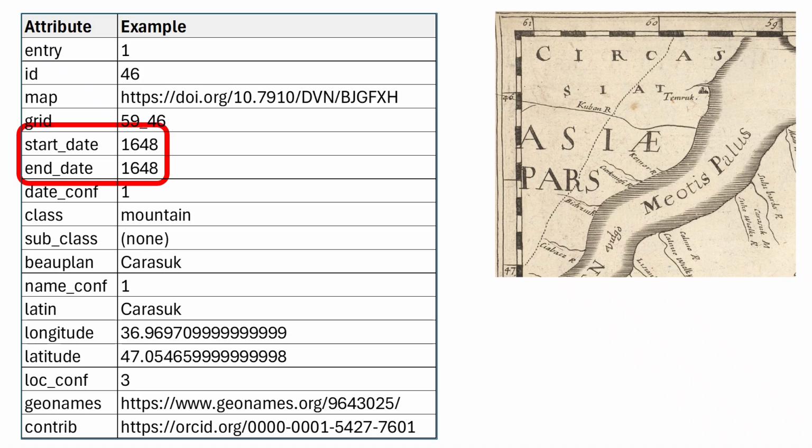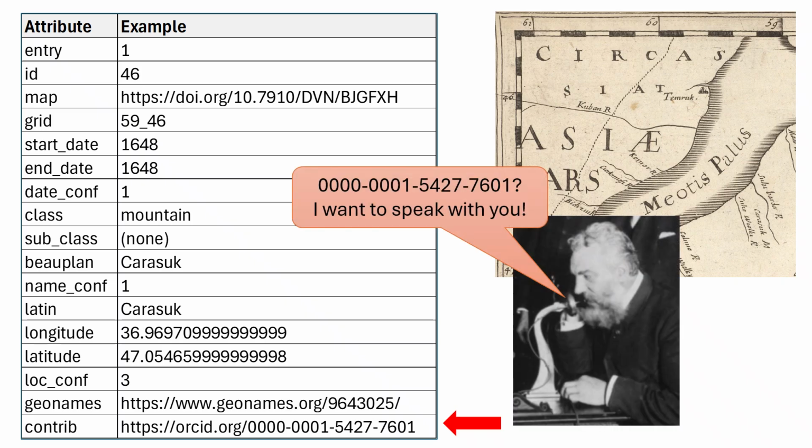Next, a well-designed Gazetteer of historical places will contain start and end dates indicating the date range over which the Gazetteer entry applies. Here, this Beauplan map was published in 1648, hence the values shown here. Speaking of well-designed gazetteers of historical places, the gazetteer should contain a link to the person contributing an entry in case an error is found or there is an opportunity for discussion about a feature or the gazetteer in general.